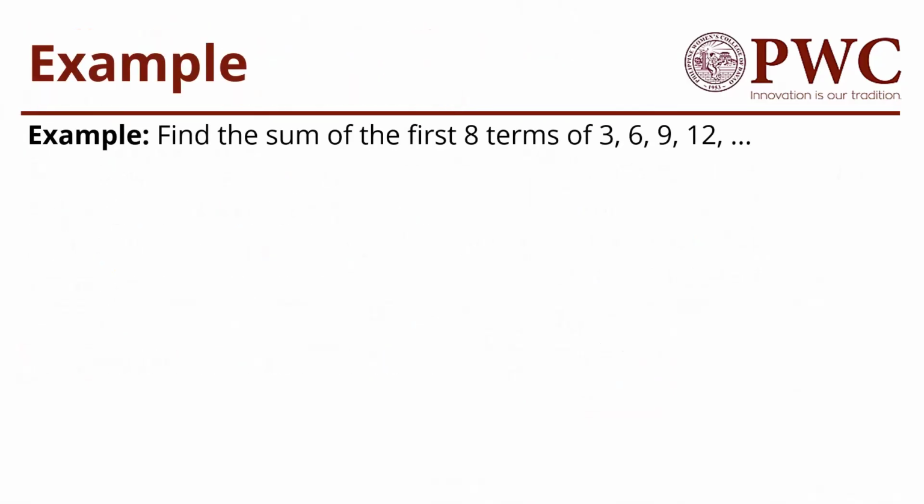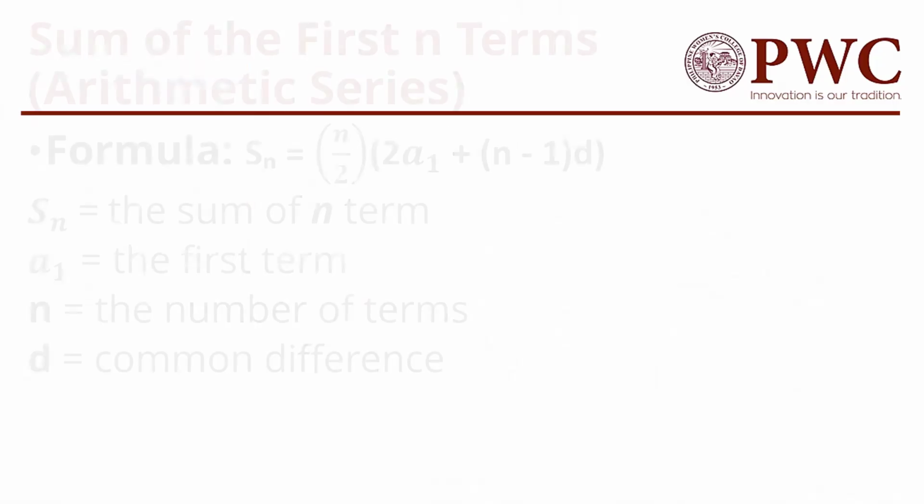Let's go back to the example. So find the sum of the first 8 terms, which is 3, 6, 9, and 12. Okay, so as you can see, there are 4 terms given. So we don't know the other 4 terms to get the first 8 terms, then add it. Now, instead of doing that, we have a formula, the previous slide. I will just use it.